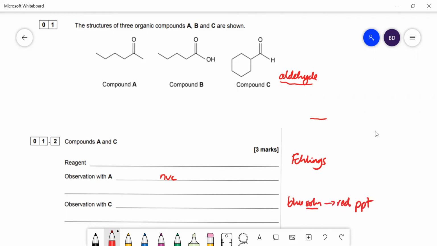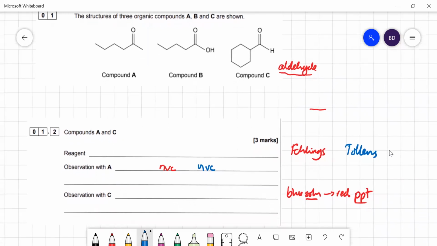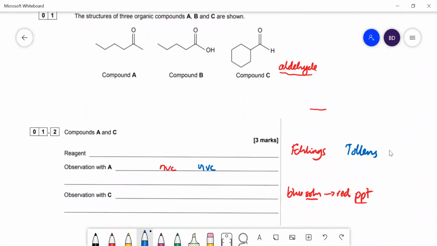It's important to get the solution and the precipitate in there. Alternatively, if you wanted to, you could use Tollens' reagent, and you get no visible change with the ketone, and with the aldehyde, with C, the colorless solution would form a silver mirror. So either Tollens' or Fehling's for that second one.